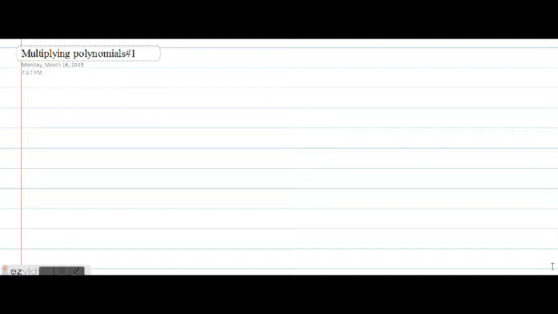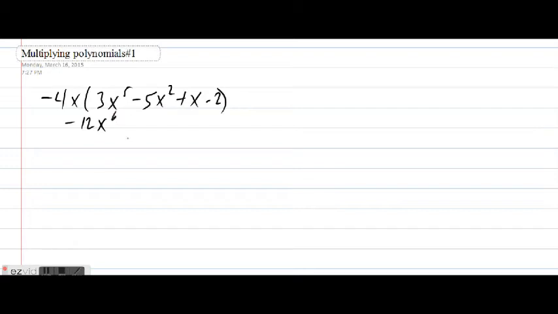Okay, multiplying polynomials. You guys are okay distributing. So if I gave you like negative 4x times 3x to the fifth minus 5x squared plus x minus 2, I know you guys all could come up with negative 12x to the sixth plus 20x to the third minus 4x squared plus 8x. I know you guys all could come up with that.